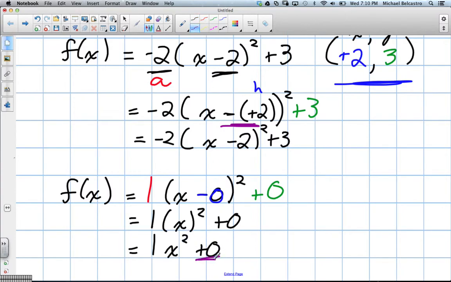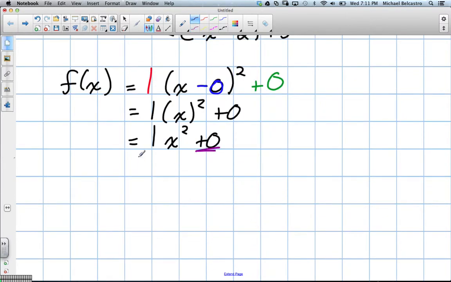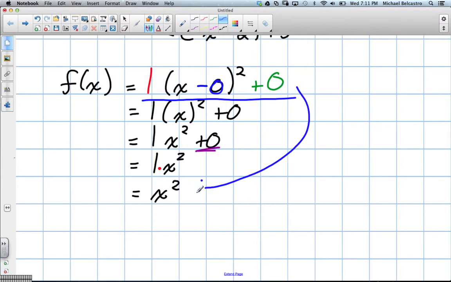Whenever we add 0 to something, is that going to change the value? No. So how can I simplify this further? I can just write 1x squared. And what is 1 times x squared going to be? 1x squared. Will the 1 change this at all? No. So how can I write it even simpler? x squared. So if you notice, I've just gone from here to here without doing anything. I just simplified it. So really, this is our original equation when they write f of x equals x squared.